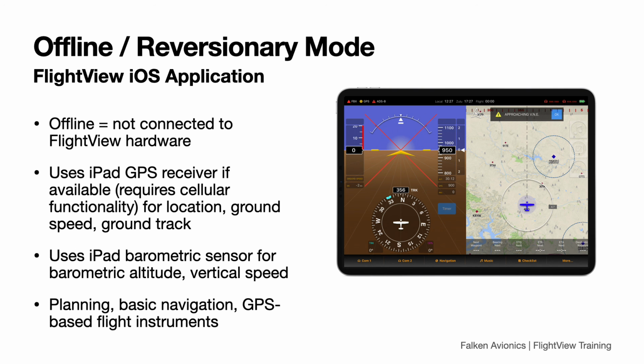One final note on offline operations. If your electrical system goes out and the FlightView hardware goes offline, the app will do its best to switch over to reversionary mode using the onboard hardware. This can take a minute depending on how good the GPS reception is. It will also not work at all if your iPad doesn't have GPS hardware. GPS capabilities only come with iPads that have a cellular function built in. As always in an emergency, don't panic, aviate, navigate, and communicate.